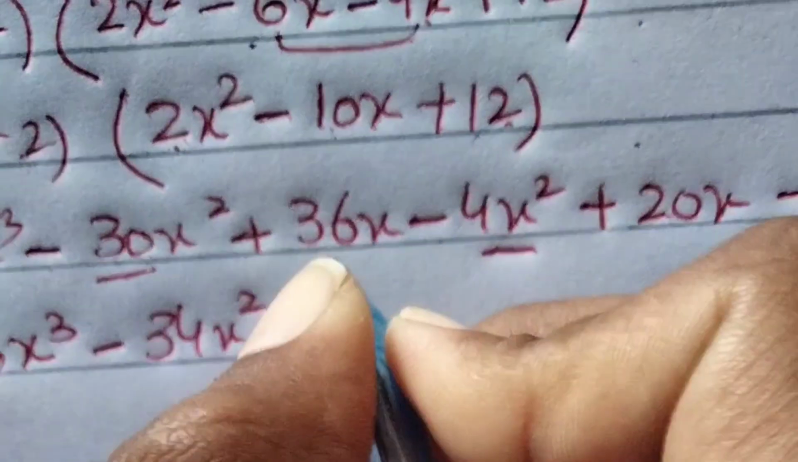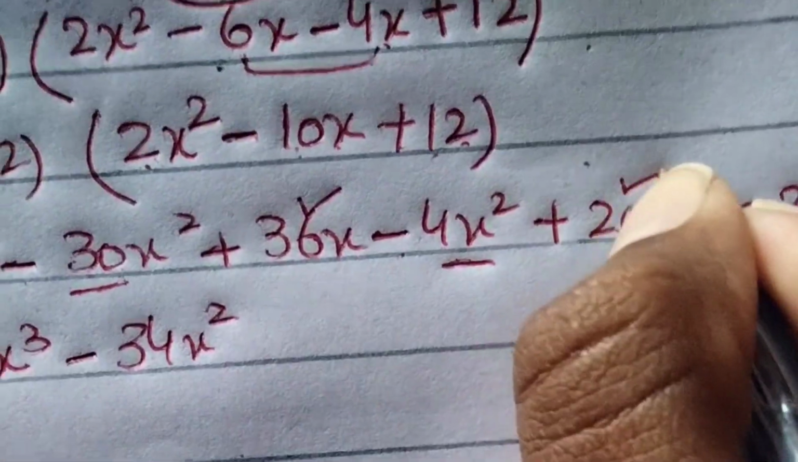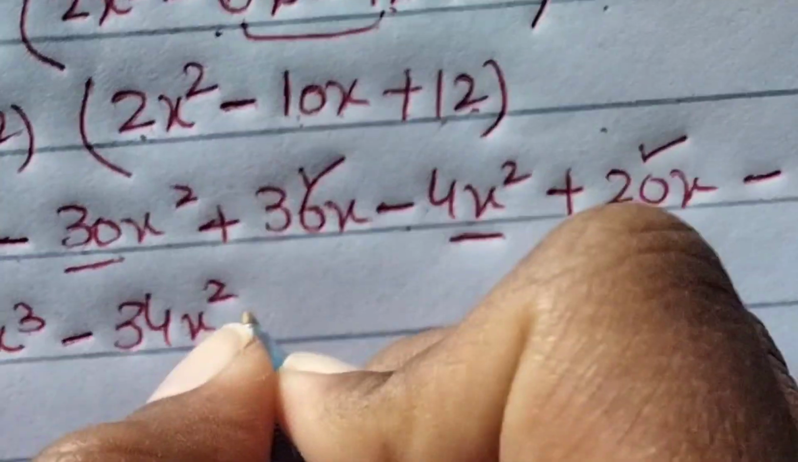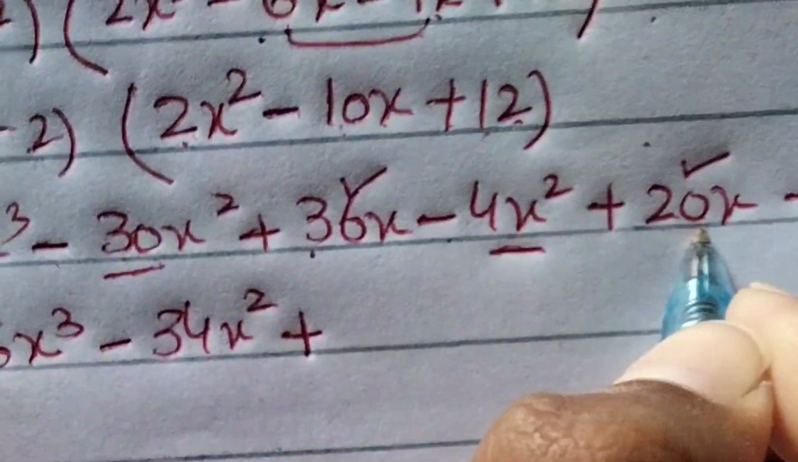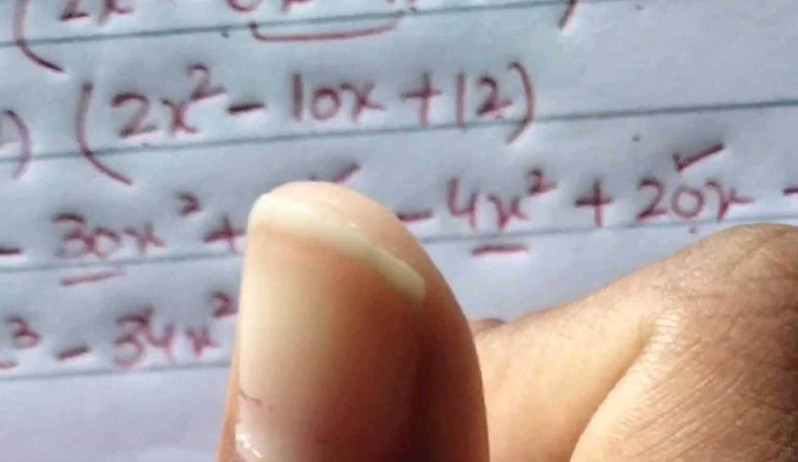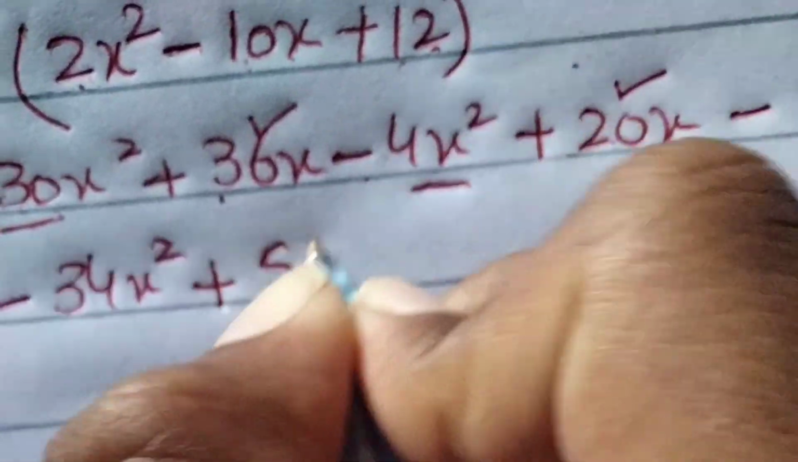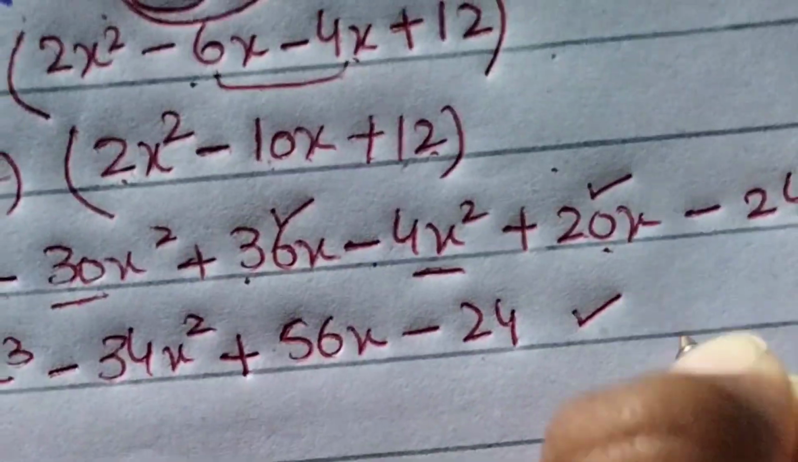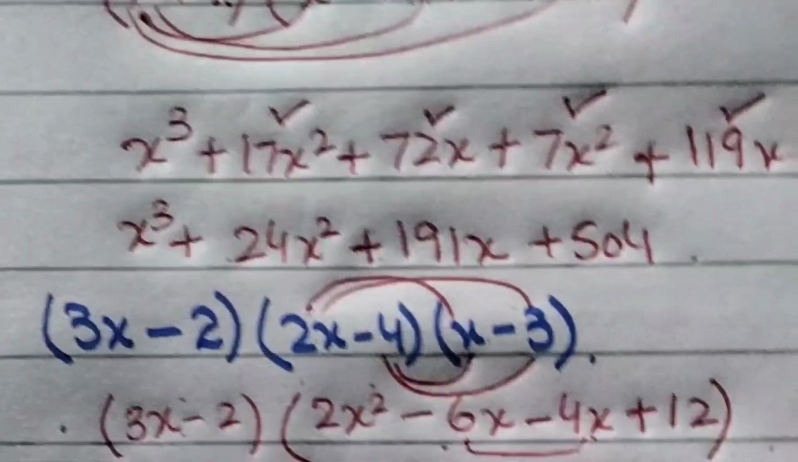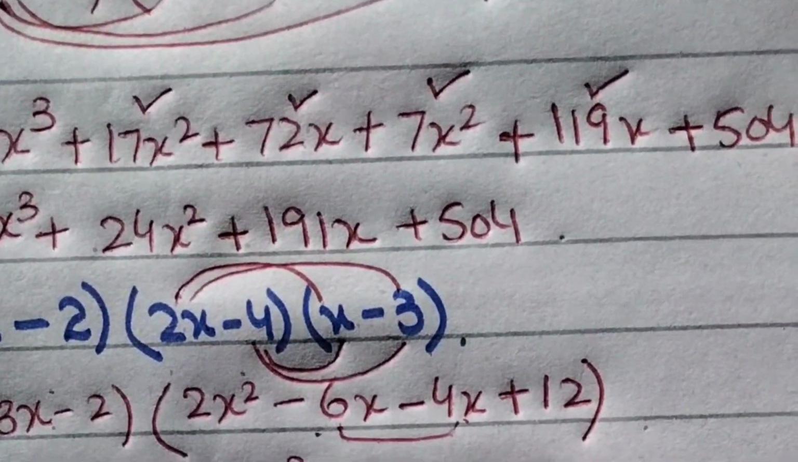In the next step we will do 36x and positive 20x. So positive will be positive, so a positive sign. And if I add 36 and 20, that will be equal to 56x. And this negative 24 is as it is. So this one is our final answer after expanding this triple bracket.